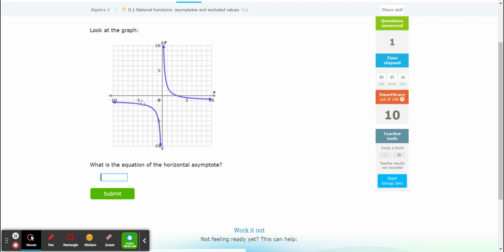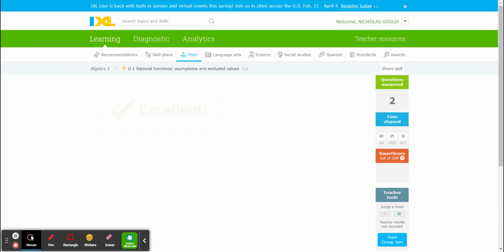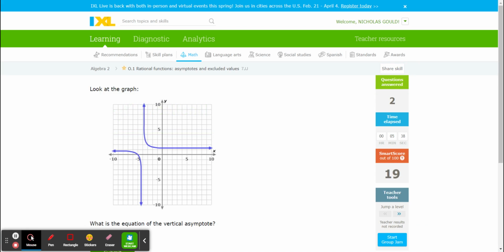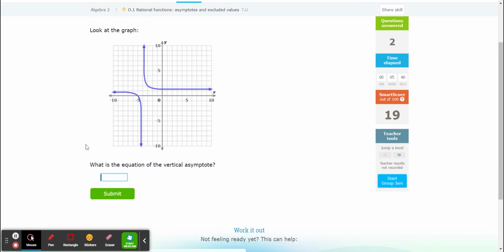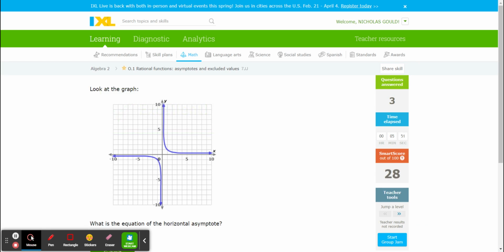So again, horizontal ones are y, so this one's getting close to -1. So this would be y equals -1. Not 14, but 1. All right. So this one, again, same thing. What is the equation of the vertical asymptote? You notice that this one gets very close to -4. So it'll be x equals -4.